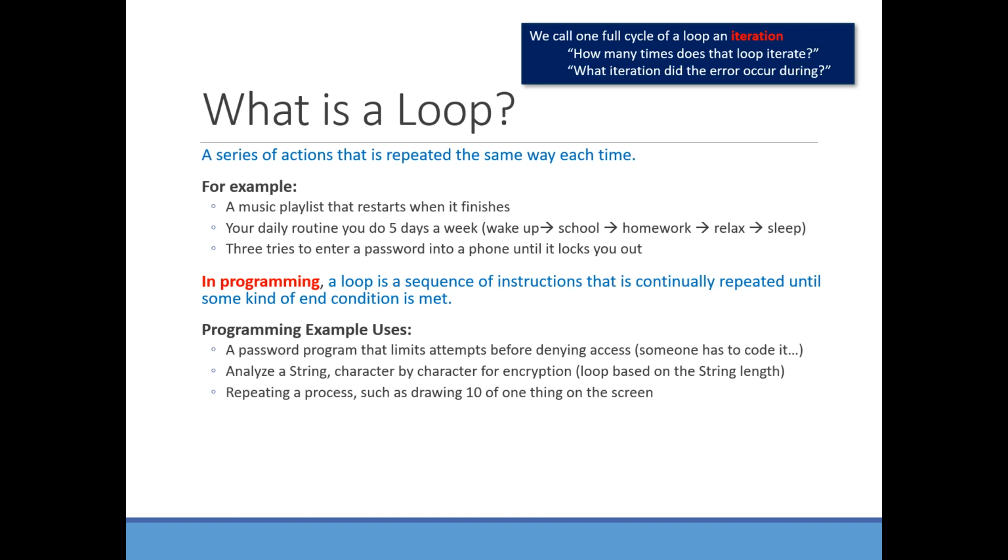Repeating a process such as drawing 10 of one thing on a screen. Maybe you have an array of 10 enemies in a game that you're making, and you want to loop through and draw each one of those enemies on the screen. Game loops themselves, we already know that this is a loop that continually goes 60 times a second, and in each iteration of the loop, it does 2 methods, update and draw.